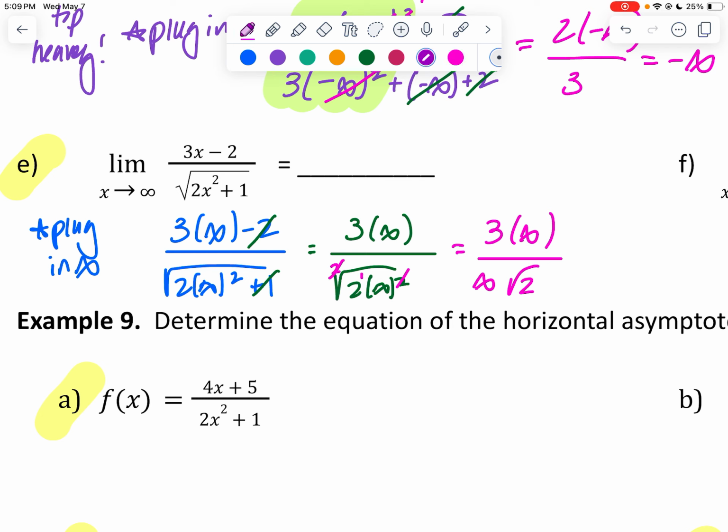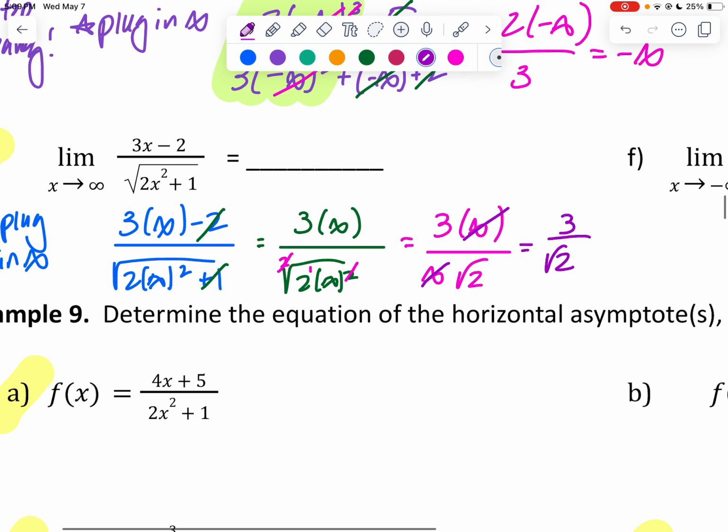Okay, same exact thing as before. I see I have infinity on both top and bottom. I can cancel those guys out. So I'm left with 3 over radical 2. Now, I can't leave my answer like that. The last and final step is I have to go ahead and rationalize my answer. So then I get 3 radical 2 over 2. And that's my solution.